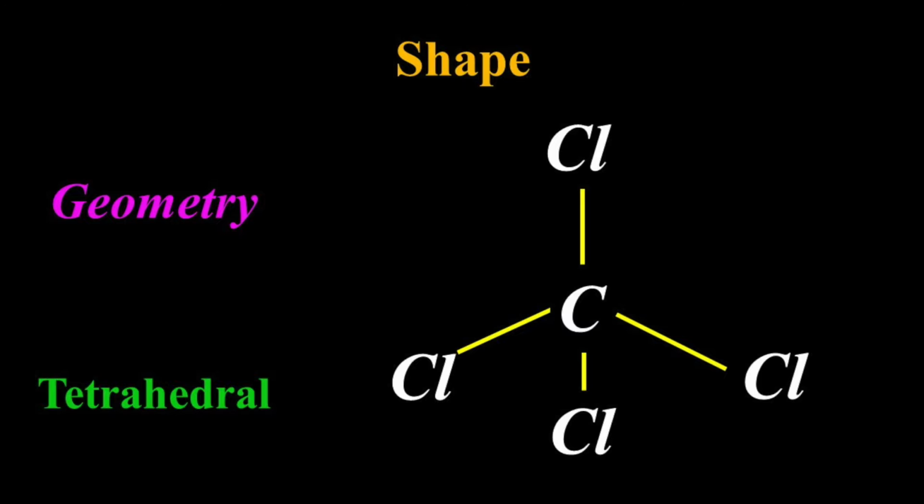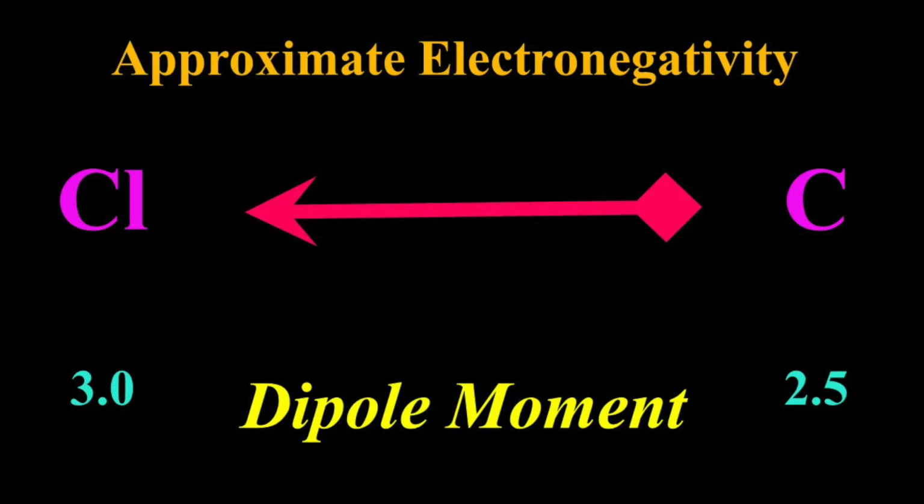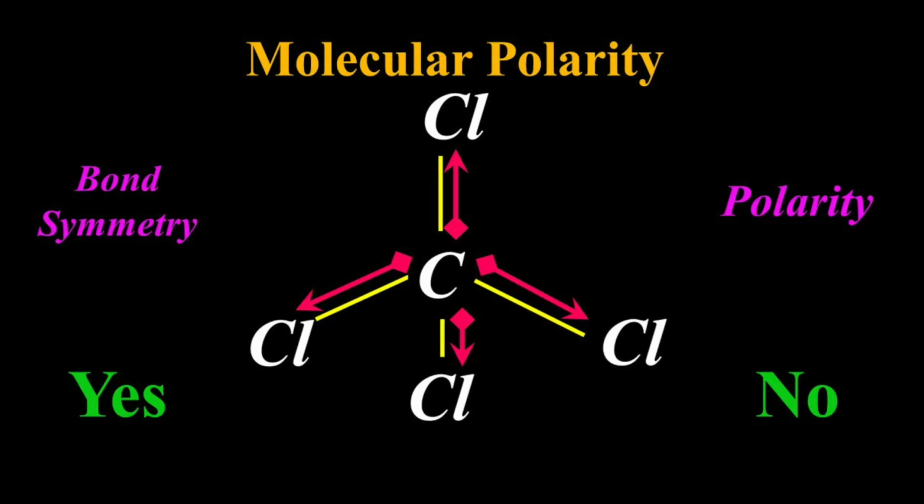And now we're going to put in the dipoles, and chlorine is more electronegative than carbon, and everything's going to cancel because everything is nicely symmetrical around the carbon. So it's going to have bond symmetry, and it's going to have no polarity.